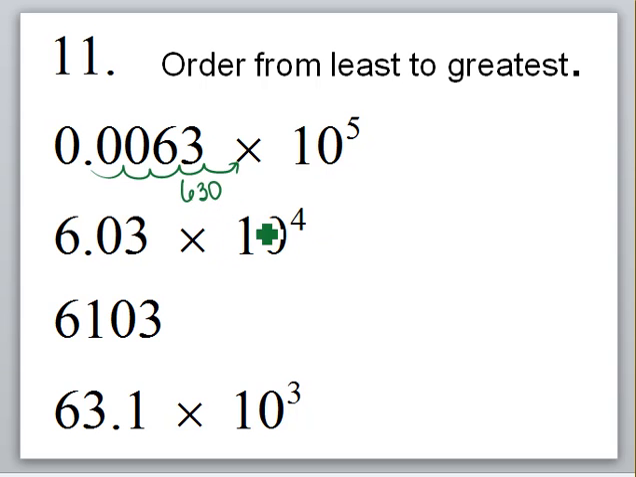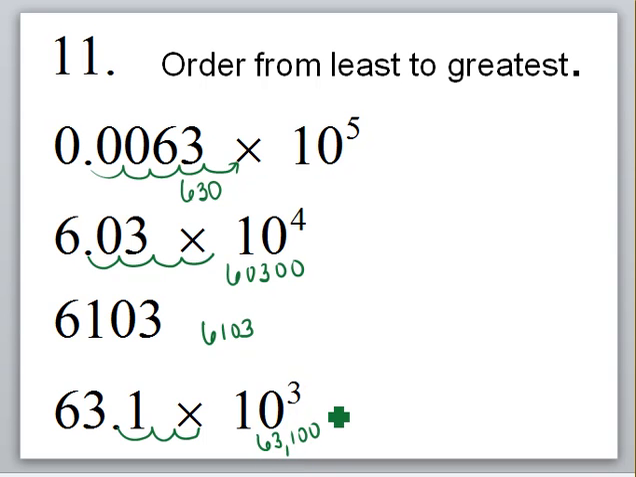This one again is a positive exponent, so it's making it large, so I'll be moving it to the right, which would be 60,300. And then the next problem here, this one already is in standard form. And then the last one, I'd be moving it 3 places to the right because I'm multiplying by a larger number of 1,000. So I have 63,100. Putting these in order then, this would be the smallest, the second smallest, the third smallest, and then the fourth smallest.